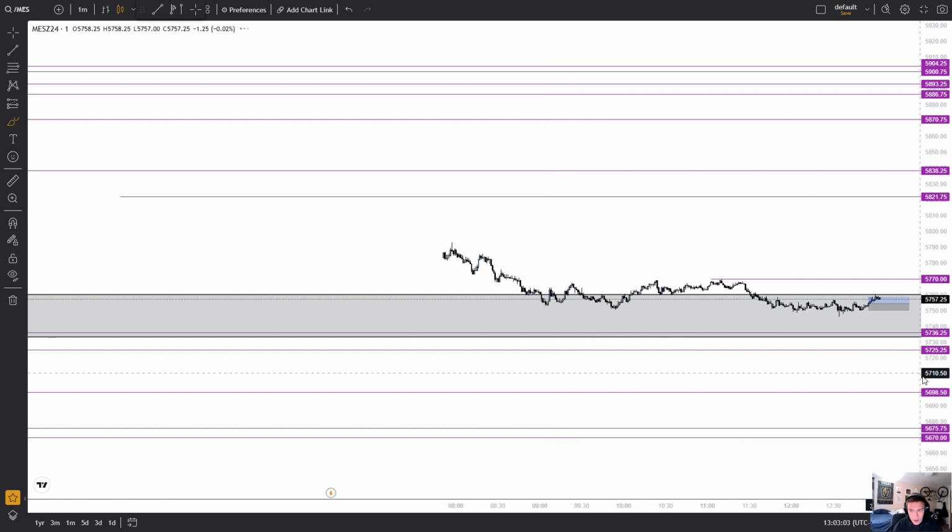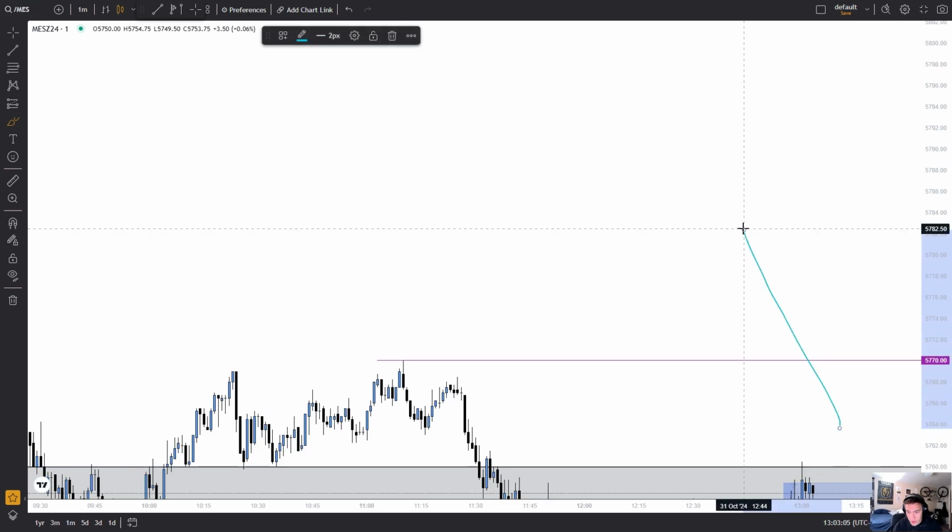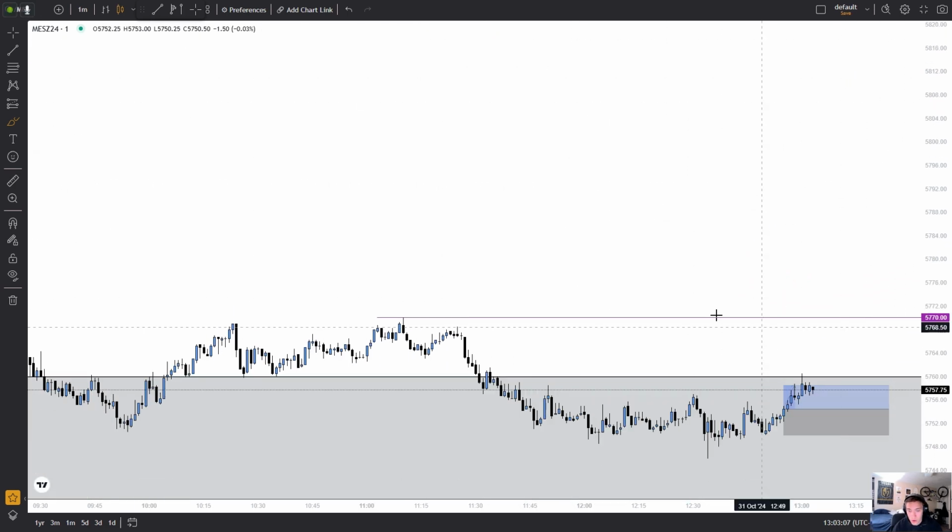Yeah, that's it for the trade today. Something really small, something really light. Oh my gosh, drawn all over the place.